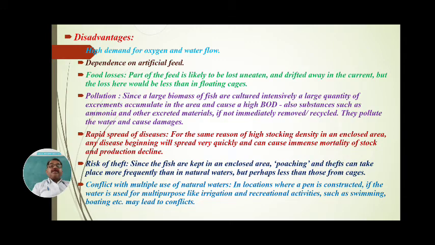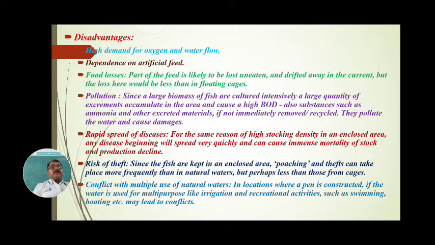Pollution. Since a large biomass of fish is cultured intensively, a large quantity of excreta accumulates in the culture area, which causes a high biological oxygen demand. Also substances such as ammonia and other excreted materials, if not immediately removed or recycled, can pollute the water, and this polluted water damages the biota of aquatic animals, especially aquatic insects as well as the fishes. That's why pollution has to be avoided.